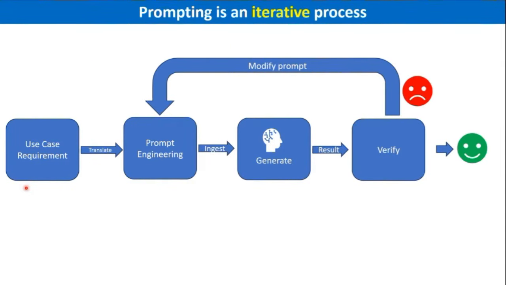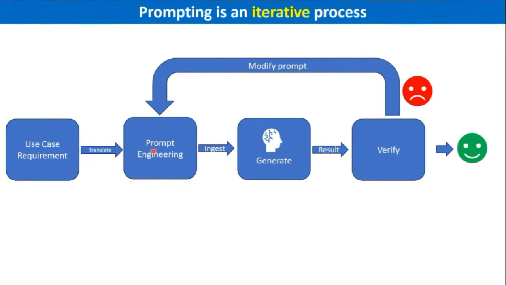Before we implement our use case, we need to understand that prompting is an iterative process. That means when you have your use case requirements, you need to translate your requirements into prompts, which include system or instruction prompts. Then the system prompts, along with the user prompt and with additional context if needed, will be ingested into the generative model. Then the generative model will produce some results. These results will be verified against the user requirement. If the response or the results are good enough, then fine. Else, we follow this path, which is the iterative process.